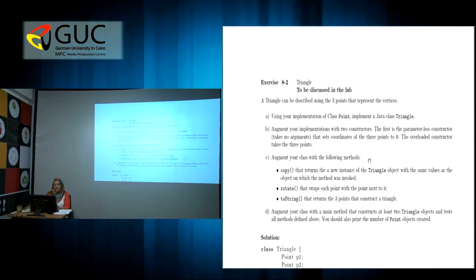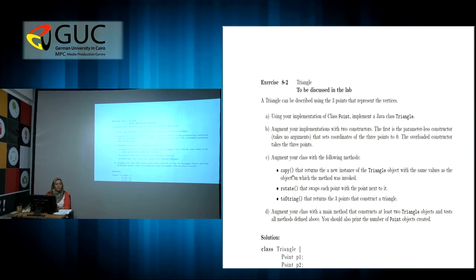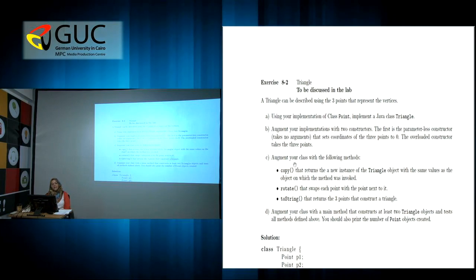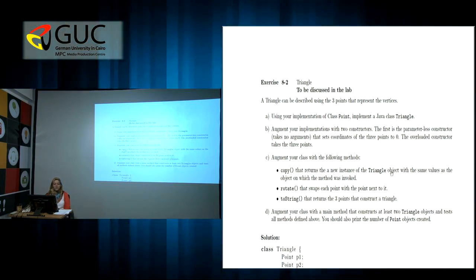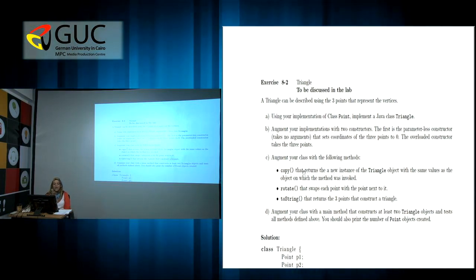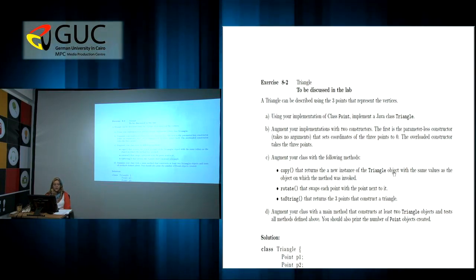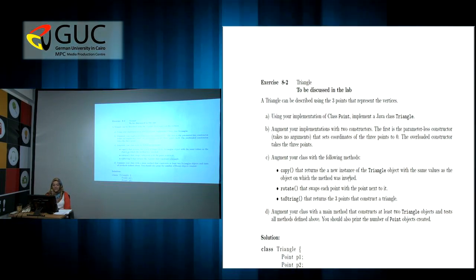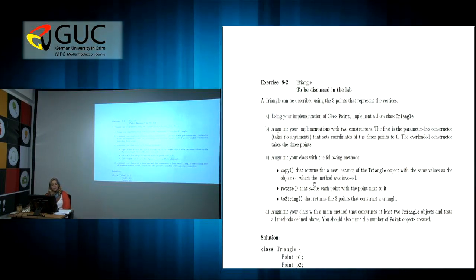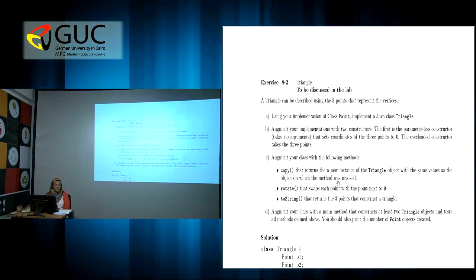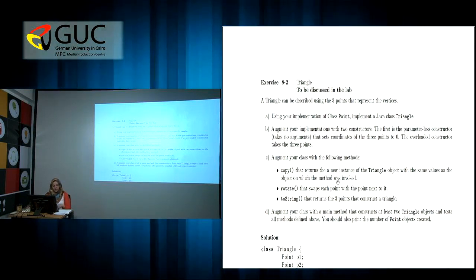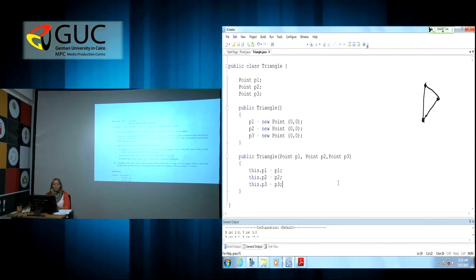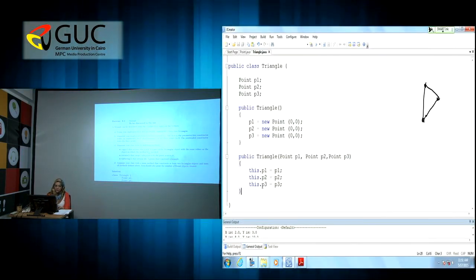Let's continue. And then we'll say augment your class with the following methods. First of all, a copy method. And as you can see, it's an instance method because it takes no parameters. And if you continue reading, it says that it returns a new instance of the Triangle object with the same values as the object on which the method is invoked. So that's why it's an instance method. So the definition says that we want to return a new instance of the Triangle object.